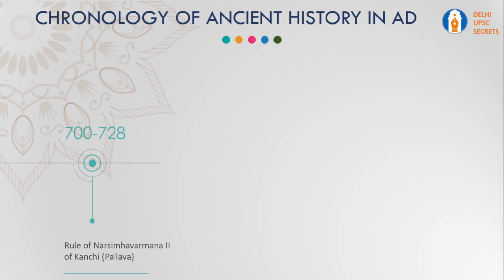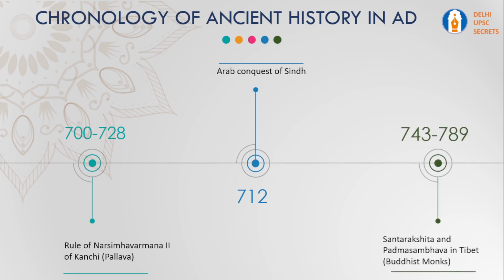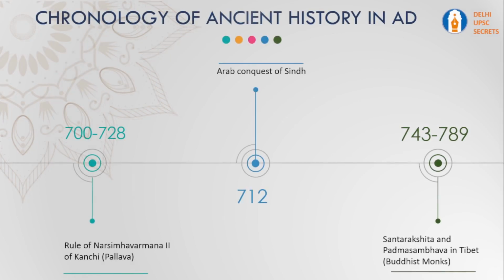So there were a huge lot of changes happening. 700 to 728, the rule of Narasimhavarman II of the Pallavas. Then 712, the Arab conquest of Sindh happens. 743 to 789 AD, the Tibetan monks Shantarakshita and Padmasambhava visit. Okay, then all these aspects are related to the ancient history part.